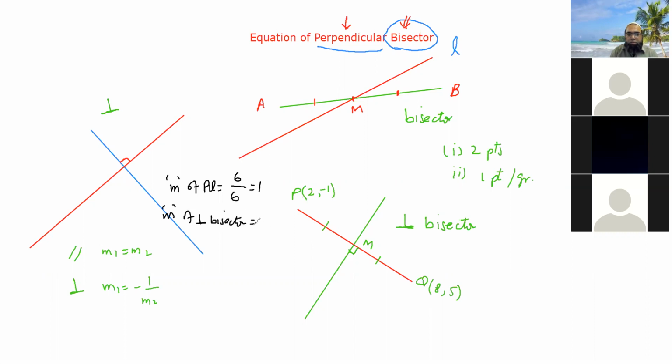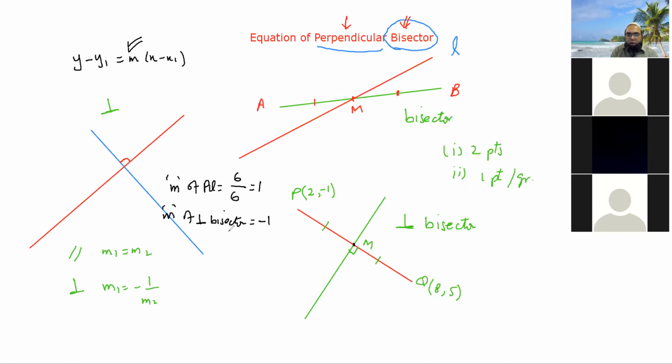Yes? -1. That is going to be -1. Now we have got the gradient. If we're going to use this formula, y minus y1 equals m into x minus x1, we have got this gradient ready for us, okay? Now we have to find a point on this line. The gradient is there, so we can find the coordinates of this point M.